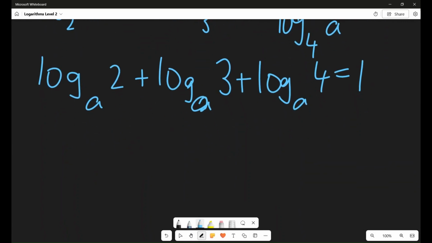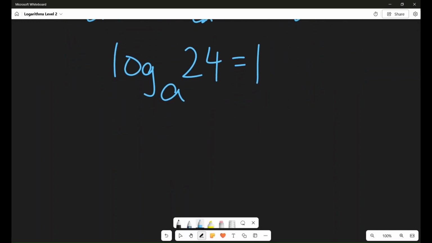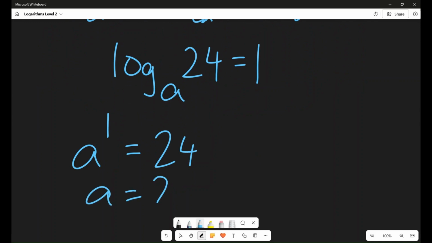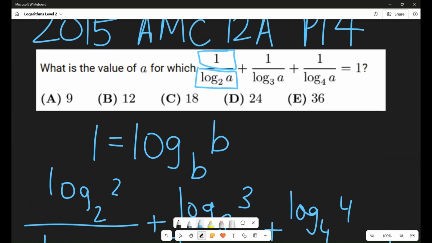Now, obviously, we can combine all of these, and we get log base a of 2 times 3 times 4, which is 24, is equal to 1. If we convert this into exponential form, we get a to the power of 1 is 24, so obviously this means a is equal to 24. When we go back to the question, we see that that's option D.